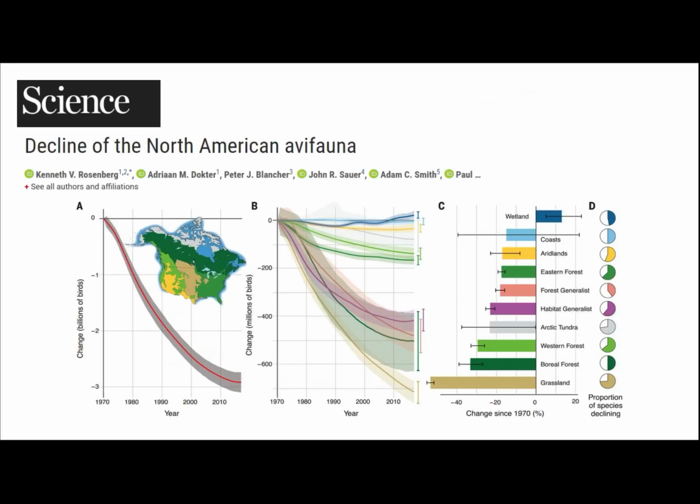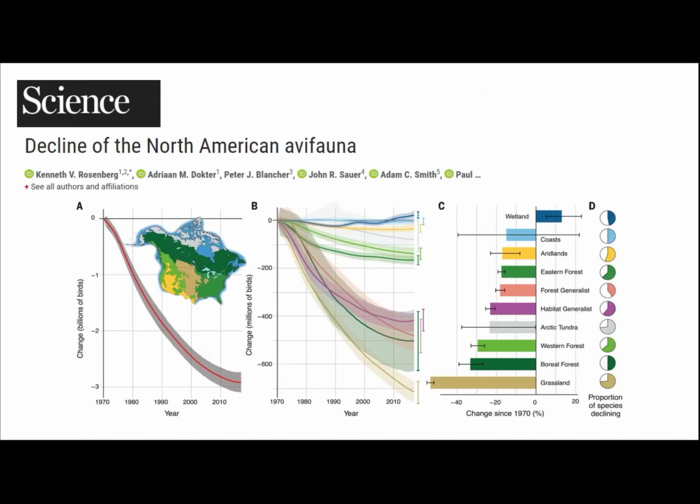Insects aren't the only group that have undergone enigmatic declines. The bird populations in North America have been dropping over the last 40 years. And you can see on the left the change in number of billions of birds has dropped substantially to a present-day loss of 3 billion birds.